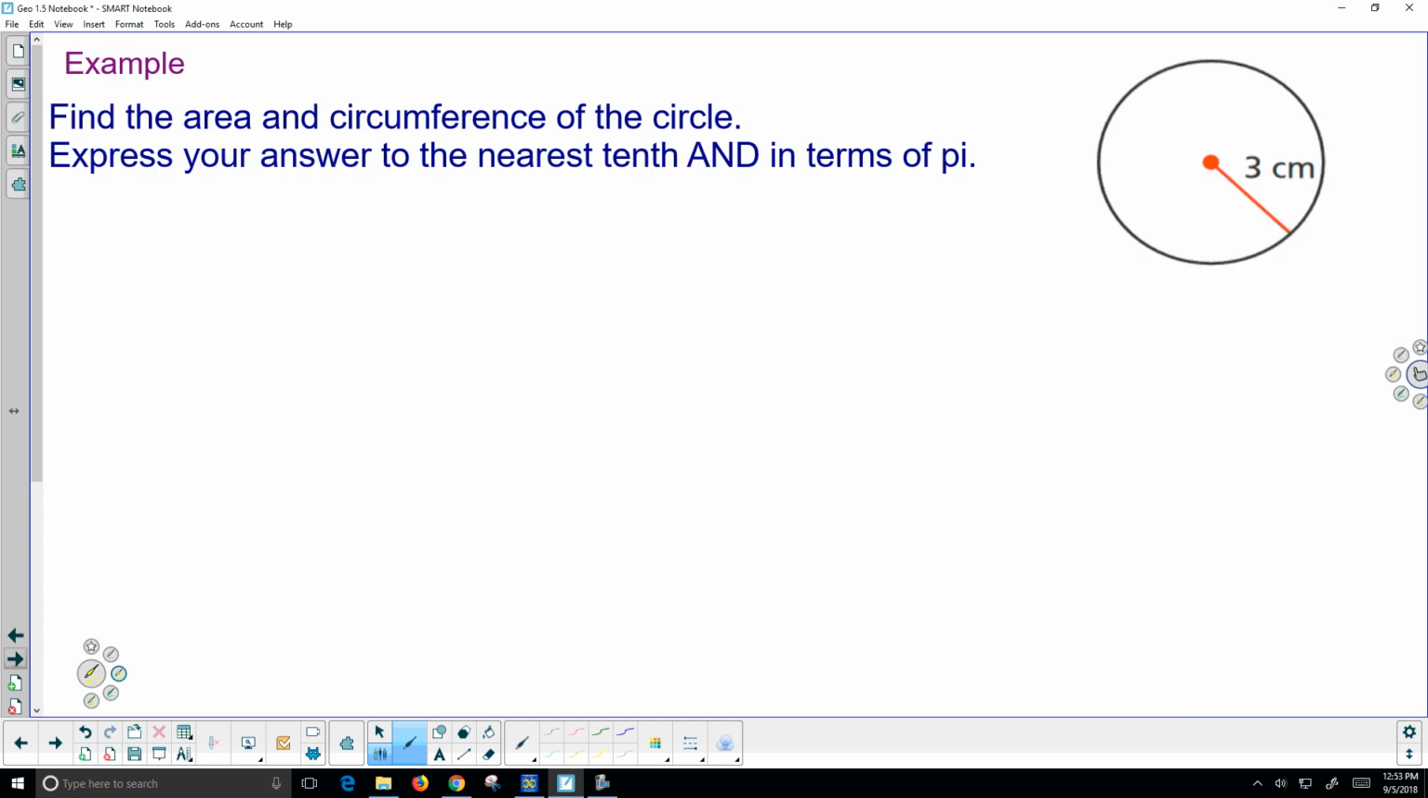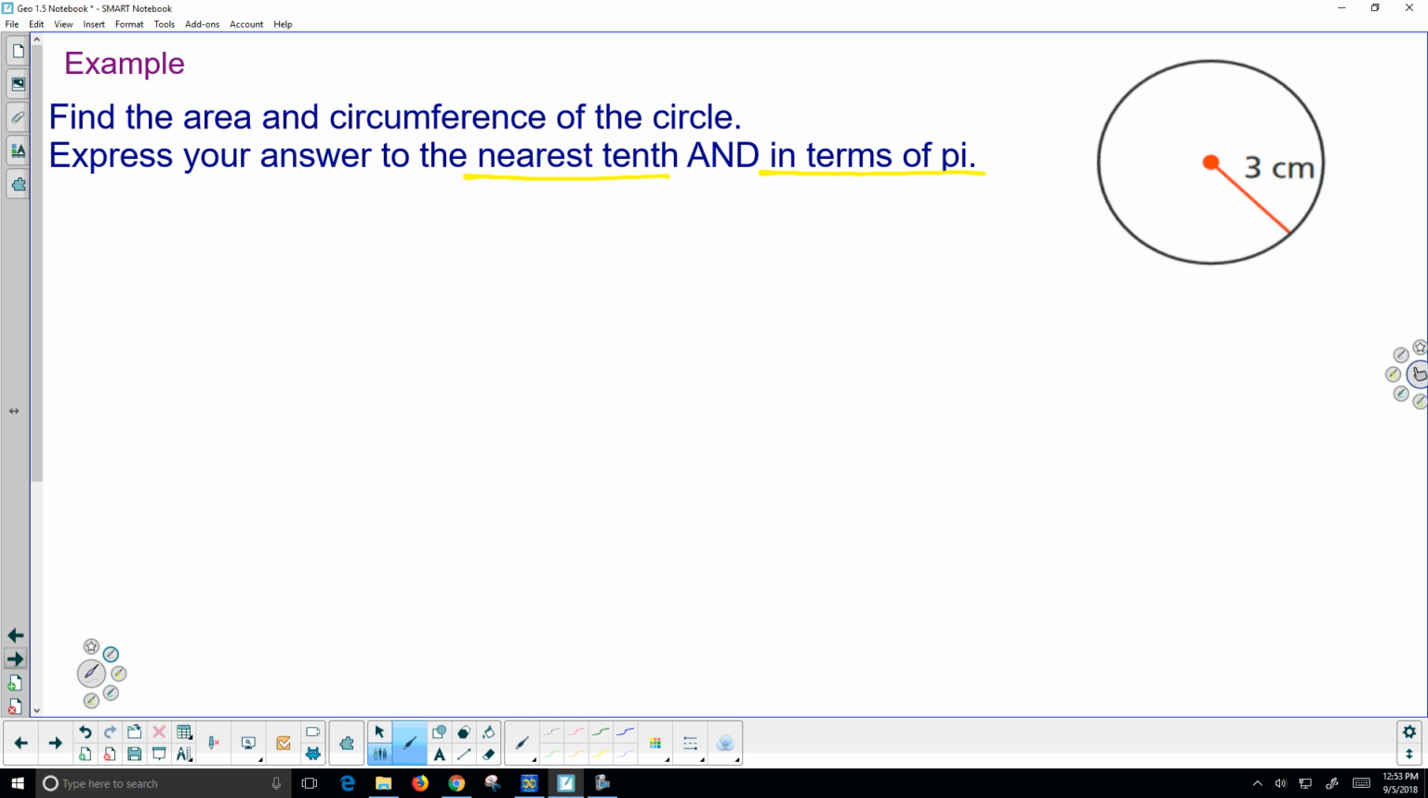All right, so this is a relatively straightforward example. It says find the area and the circumference of the circle. Now, the twist on this one is they want the answer in two different ways. It wants the answer rounded to the nearest tenth and in terms of pi. And this is going to be new for you this year. I don't think any of you have ever seen answers in terms of pi.